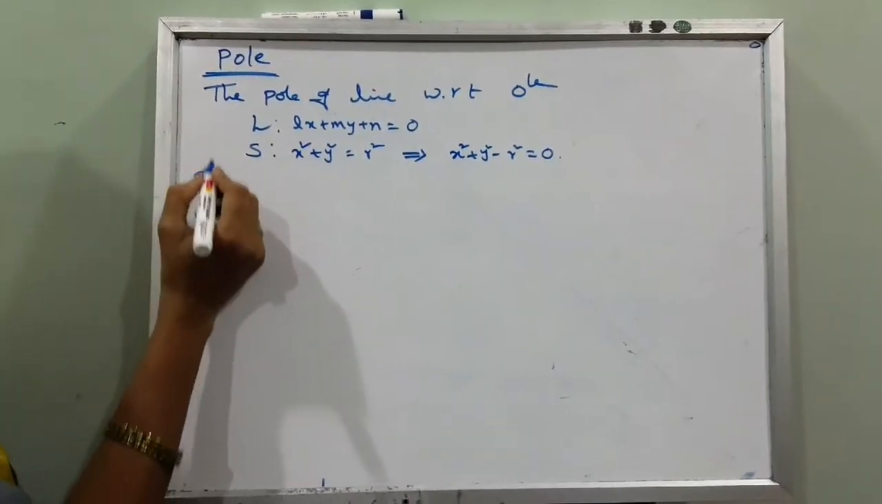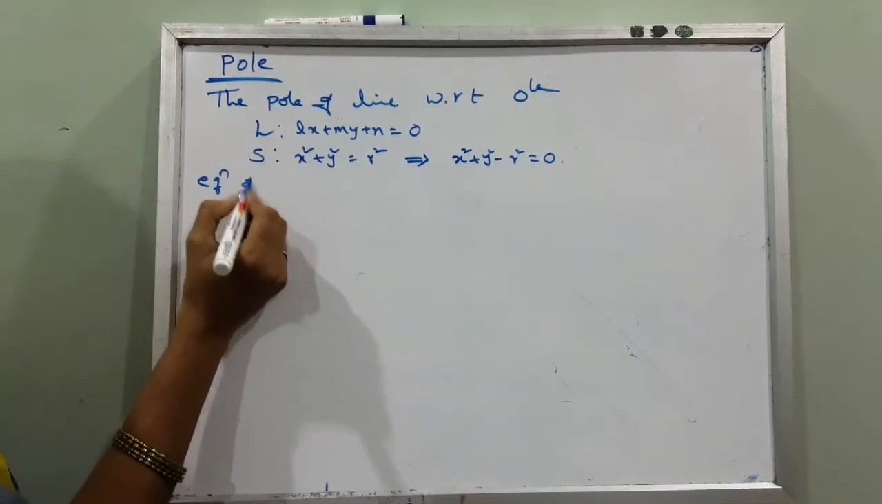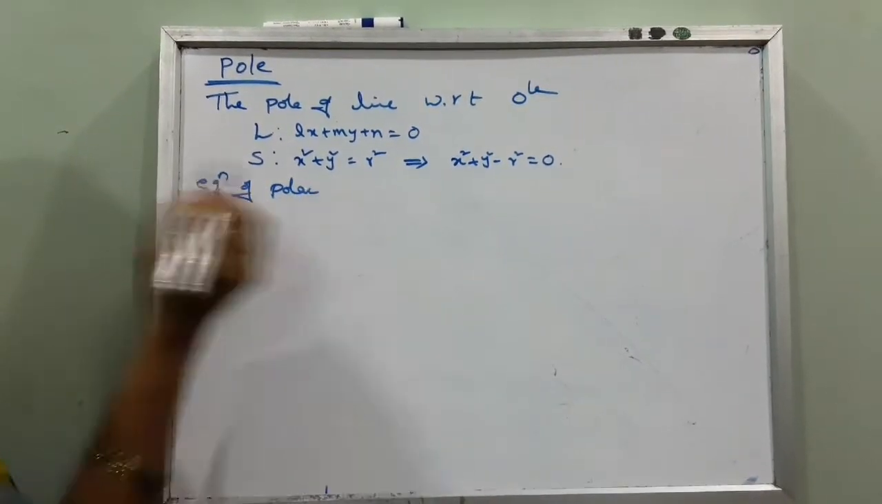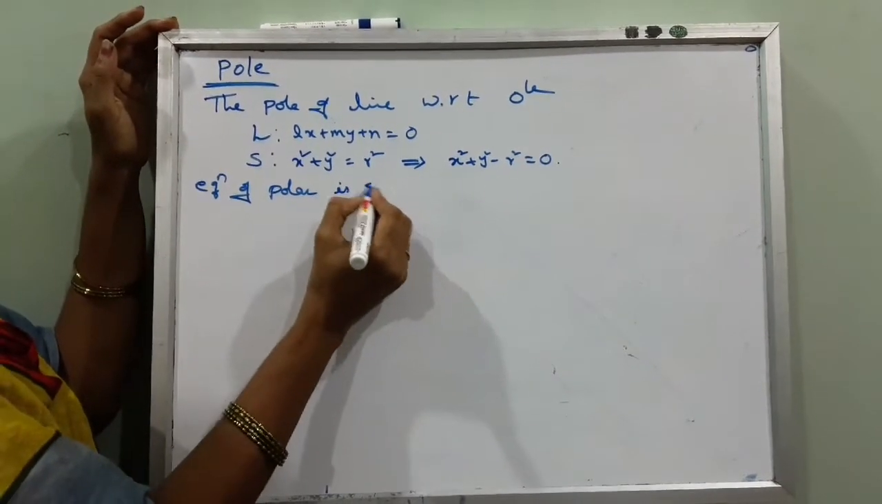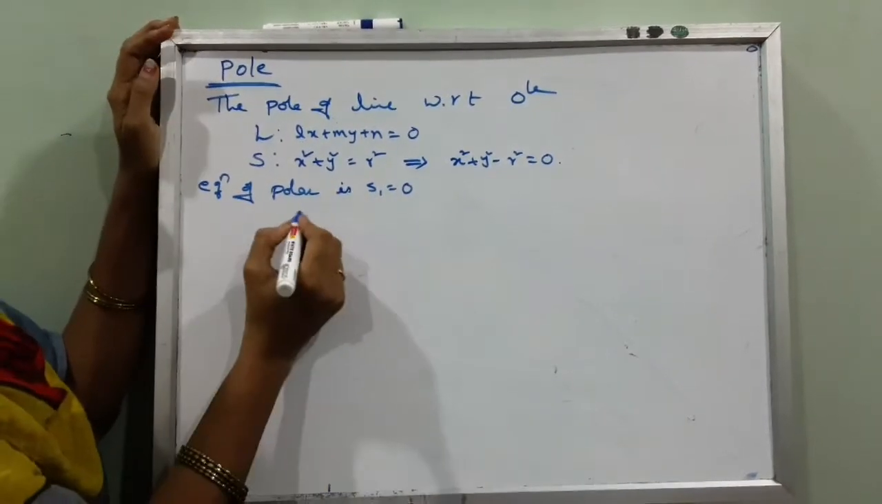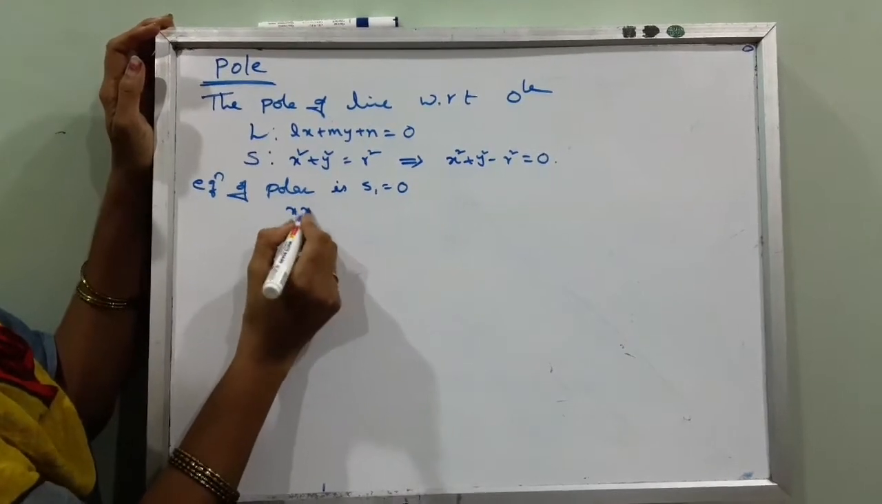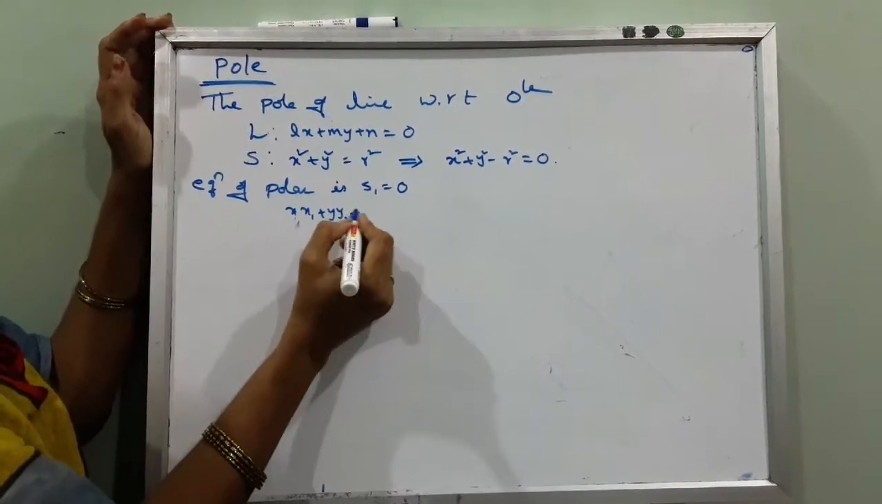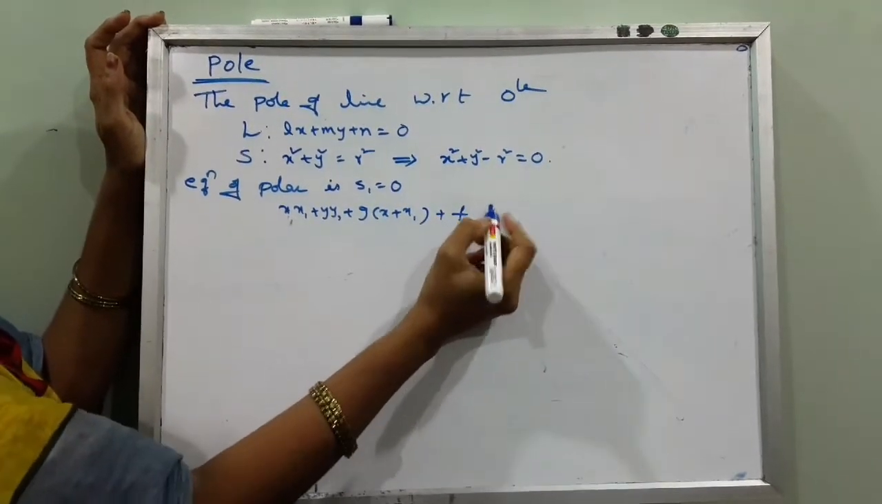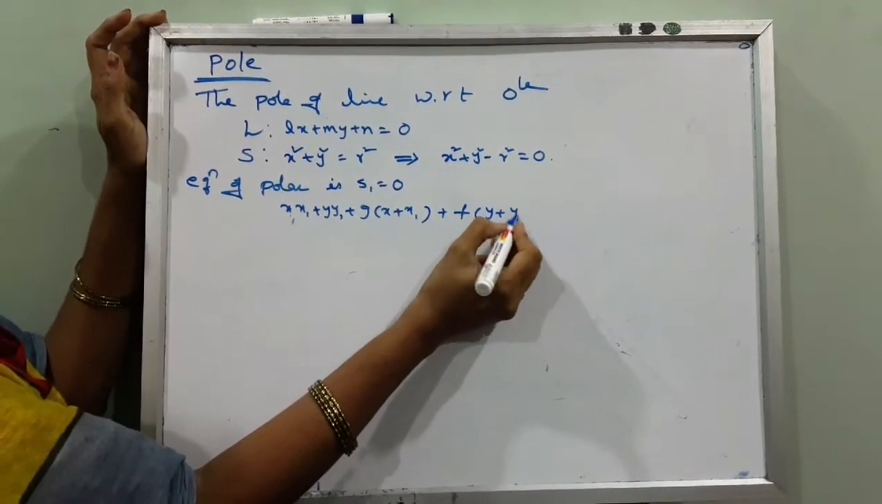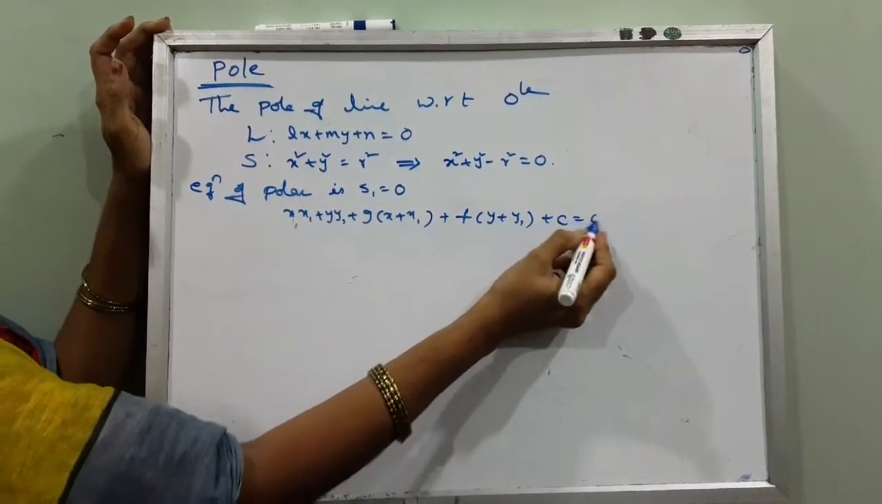First, we find the equation of the polar. The equation of the polar, which we have already discussed in the previous video, is S1 is equal to 0. S1 is nothing but xx1 plus yy1 plus g of x plus x1 plus f of y plus y1 plus c is equal to 0.